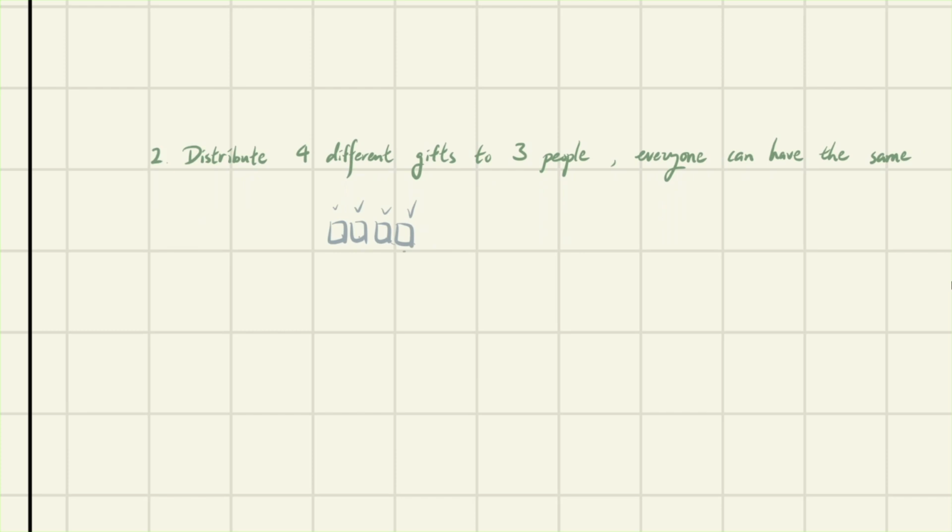So gift A can be given to one of the 3 people, so there are 3 possibilities. Gift B can be given to 3. Gift C can be given to 3. Gift D can also be given to 3. So the answer will be 3 to the power of 4, because we multiply them together. We're sensing a pattern here.